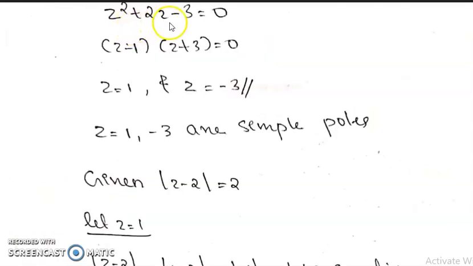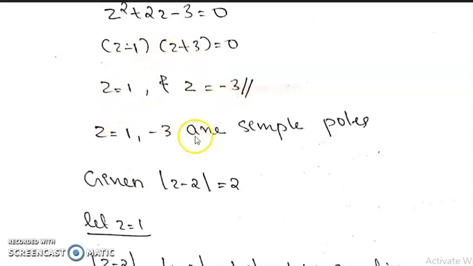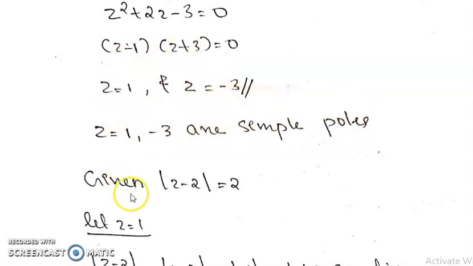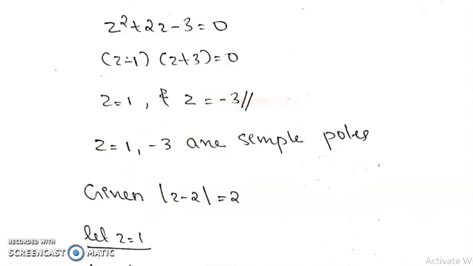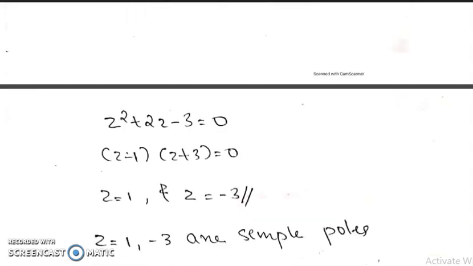z square + 2z - 3 is equal to 0. So factorizing, you get (z - 1) into (z + 3) is equal to 0. z is equal to 1, z equal to -3. They are simple poles, okay? Now we'll check whether each lies inside the curve or outside the curve. The curve is mod z minus 2 is equal to 2.